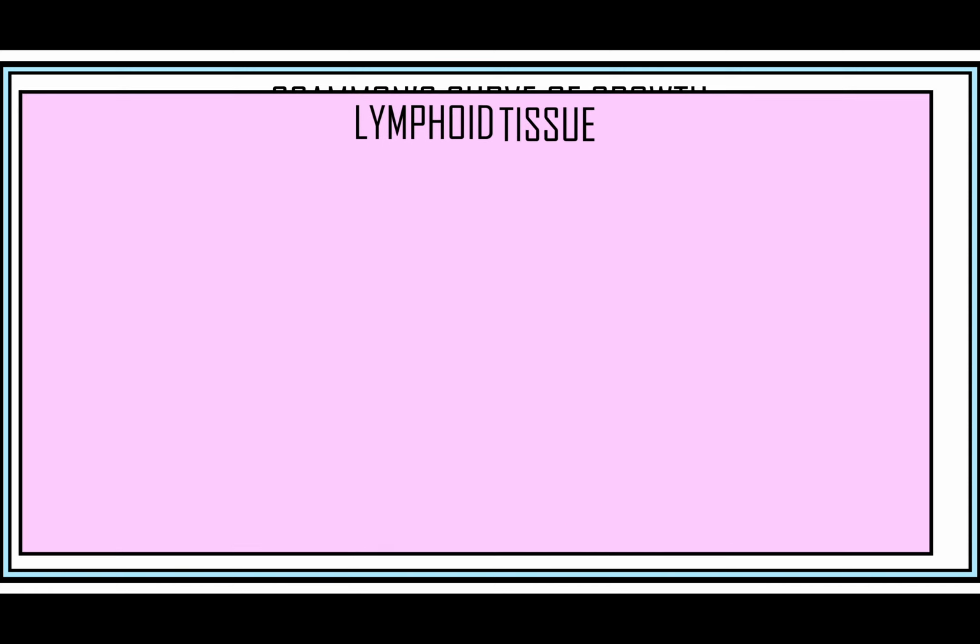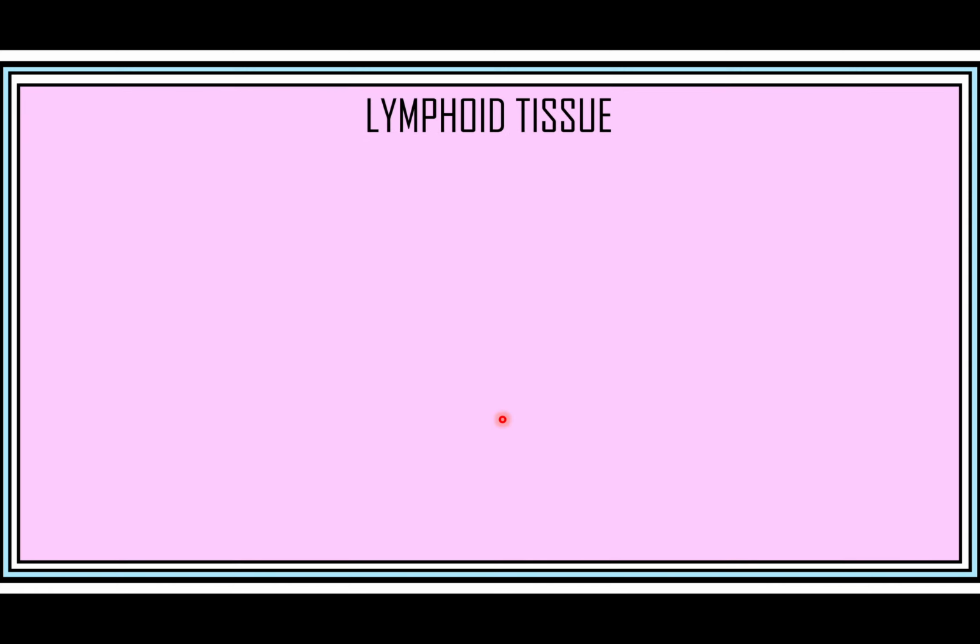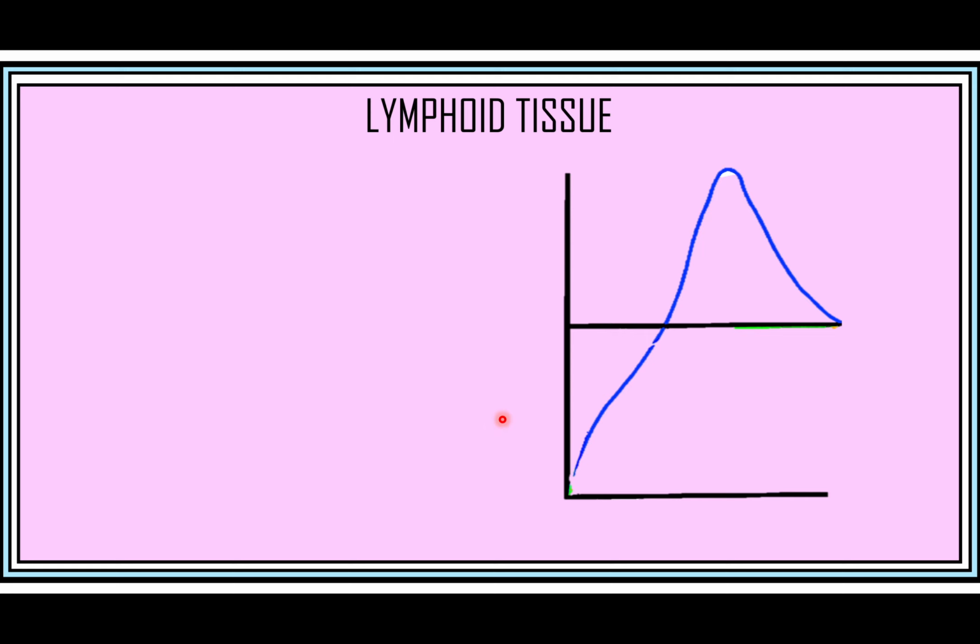At first we will talk about the growth curve for lymphatic tissue. This is the growth curve for lymphatic tissue. The horizontal axis is time or age, and the vertical axis is the amount of growth. This black line shows the adult size, and this is the curve for lymphatic tissue.